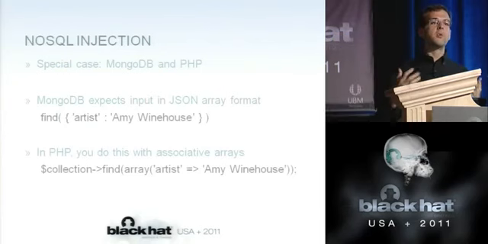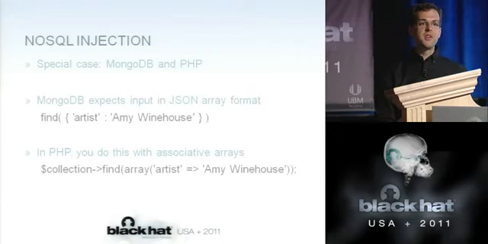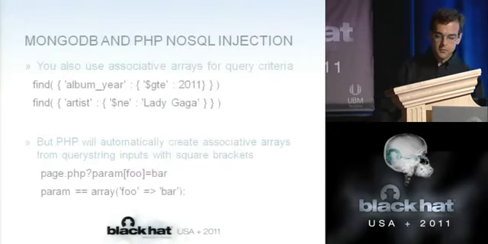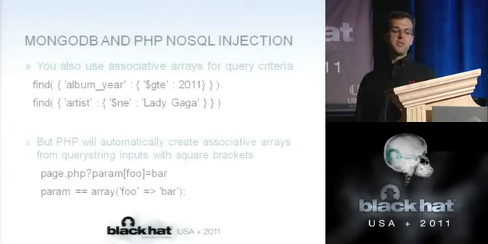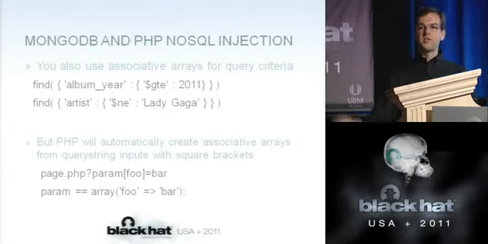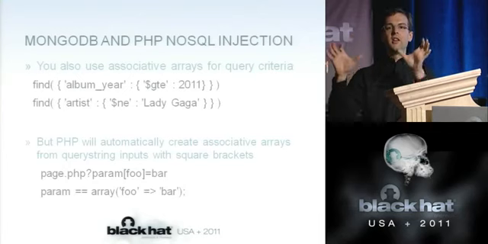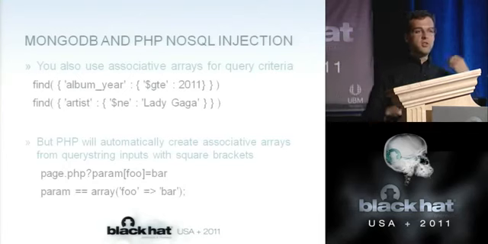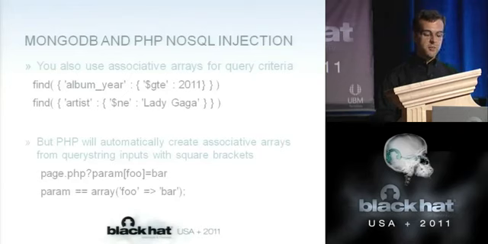Great. This works really, really well. And this is generally pretty secure against injection attacks. It's kind of like a parameterized query in a way. Very cool. You also use associative arrays for query criteria. So instead of just hard-coding, like I want to find artist Amy Winehouse, you can use queries. So I want to find all the albums where the album year is greater than or equal to 2011, so everything that was released this year. Cool. Or find me all the albums where the artist is not equal to Lady Gaga. Also cool. So far, so good.